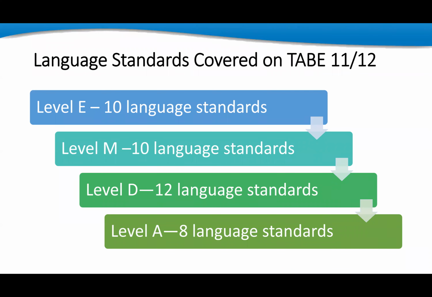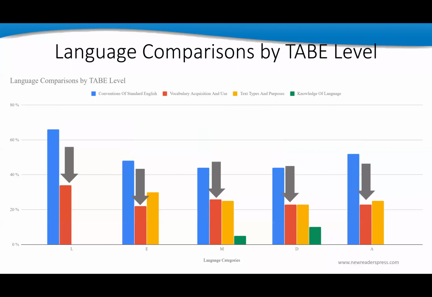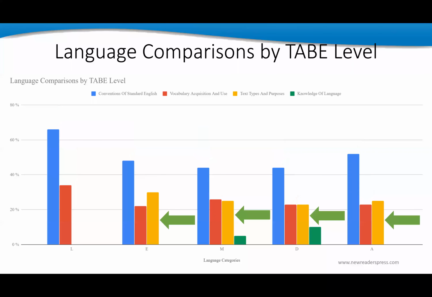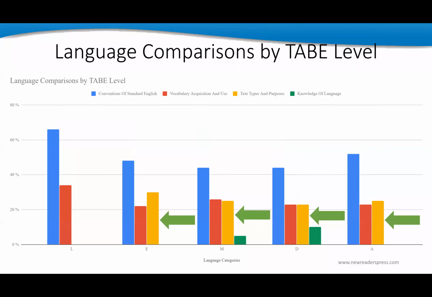The language section covers 10 standards at level E and M, 12 at level D, and 8 at level A. Taking a 30,000-foot view of language, we see patterns similar to reading with the TABE, where there's an emphasis on conventions of standard English at levels L through A, vocabulary and acquisition and use, and text types and purposes at nearly the same percentage for level E through level A, and knowledge of language coming into play briefly at levels M and D.